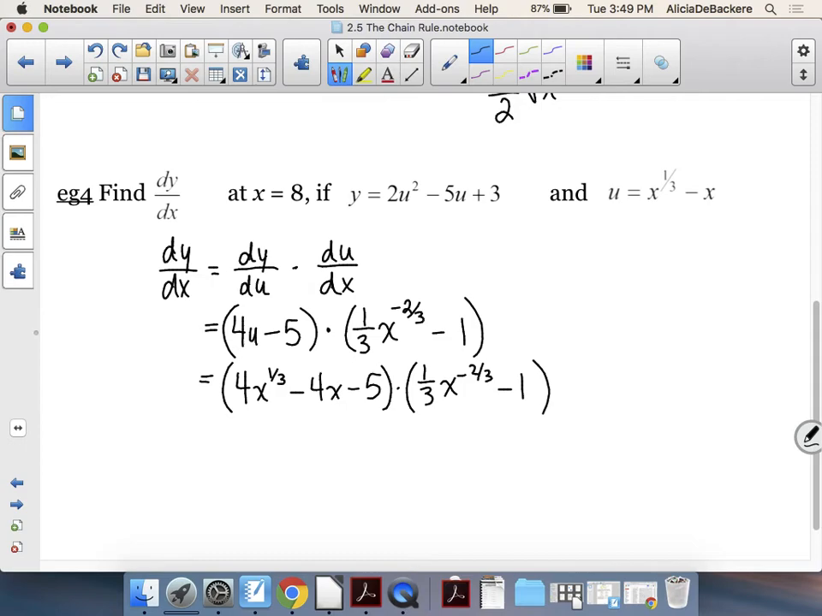Now you can continue to try to simplify this, but remember that I wanted to find the derivative at a certain value of x. So I can just substitute in my x value of 8. So when x equals 8, dy/dx will be equal to. If you want, you can change these fractional exponents to roots, but you don't have to.